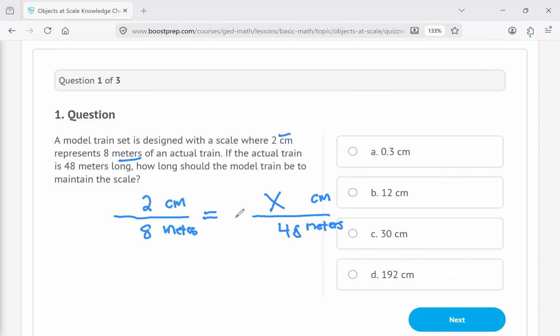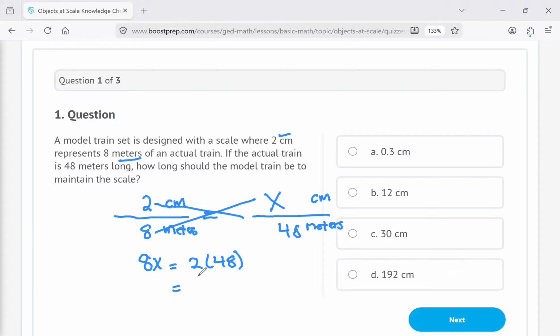Okay. Does that make sense? Okay, then what we do is step two, you're going to cross multiply. So 8 times x is 8x equals, and then 2 times 48. Or I'll use parentheses to represent multiplication. And then step three, solve for x.